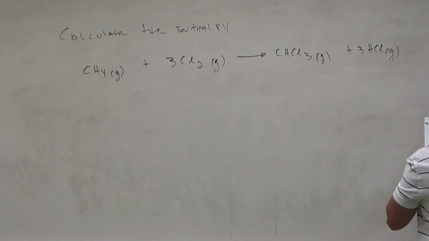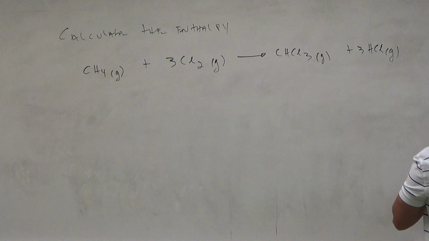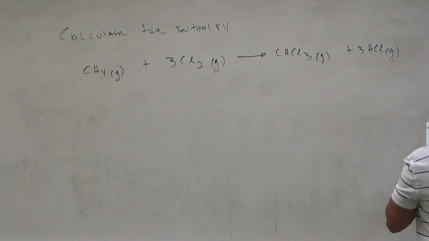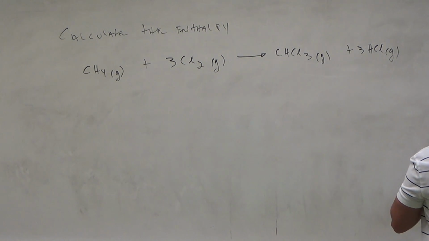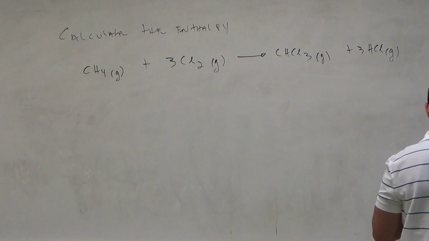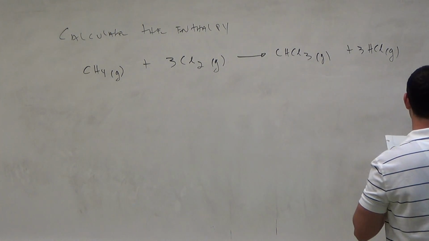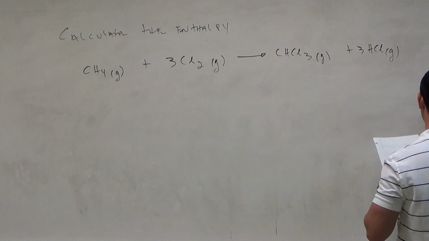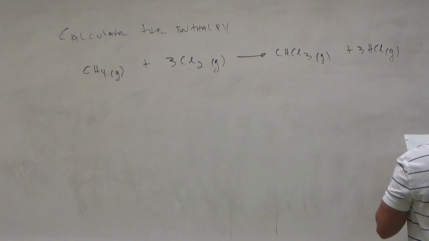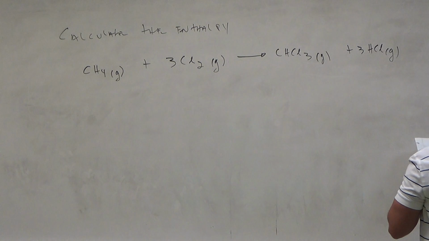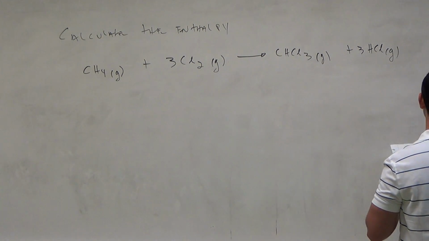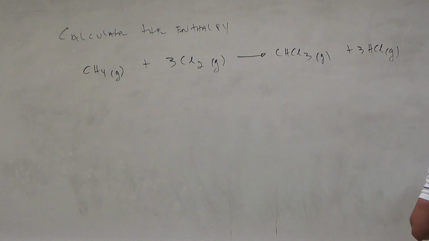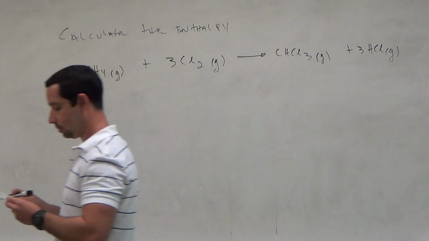Carbon-hydrogen bond is 413 kilojoules per mole. Chlorine-chlorine bond is 243 kilojoules per mole. That's the amount of energy it takes to make. Carbon-Cl, 339 kilojoules per mole. HCl, 427 kilojoules per mole.